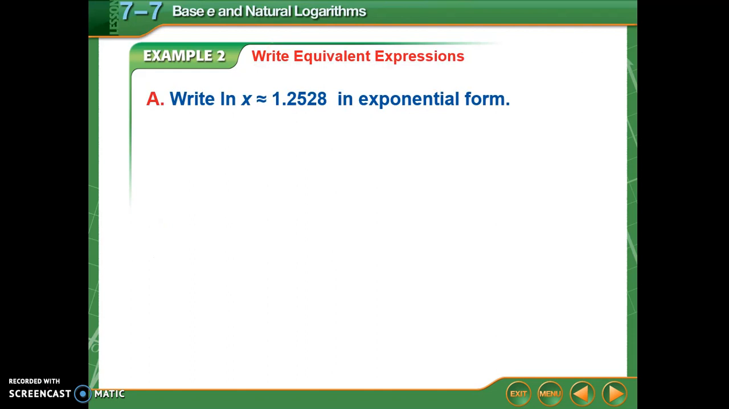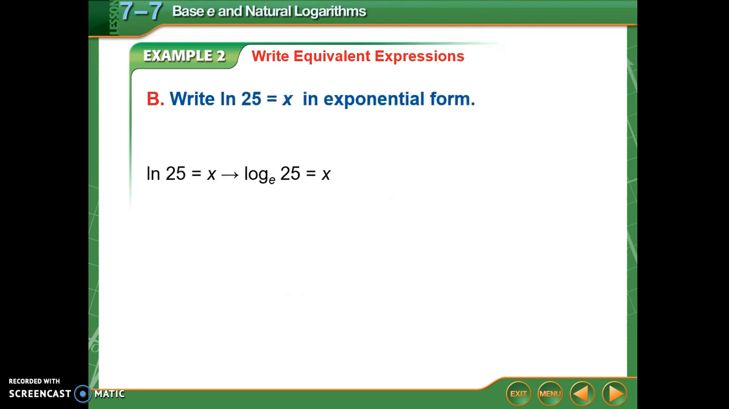Okay, we're going to continue. This time we're going from logarithmic to exponential form. So I know that ln of x is the same as log base e of x, right? So just like we've done before, I take the base of my logarithm to this exponent is equal to whatever's inside the logarithm. So I get x is approximately e to the 1.2528. Same thing here, natural log of 25 equals x. Remember, natural log is log base e, so if I want to write that in exponential form, I get e to the x is equal to 25.